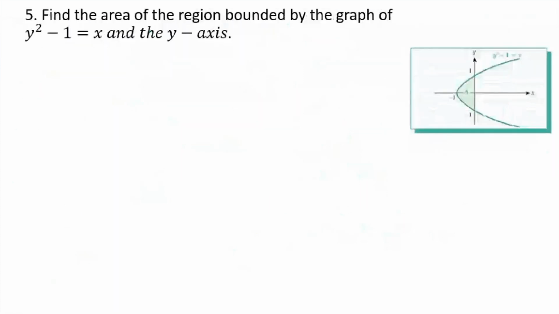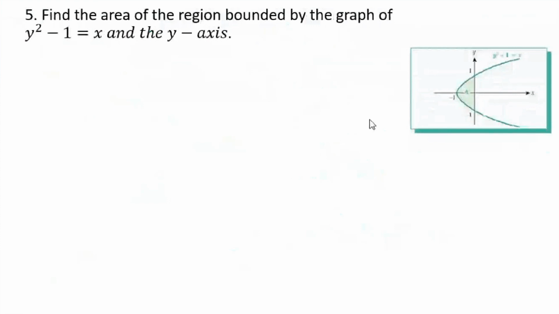Okay, for number 5, we have: find the area of the region bounded by the graph of y squared minus 1 equals x and the y-axis. If you remember, in the first 4 problems we talked about the x-axis. By this time, we're dealing with the y-axis. As you can see, the graph is opening to the right.